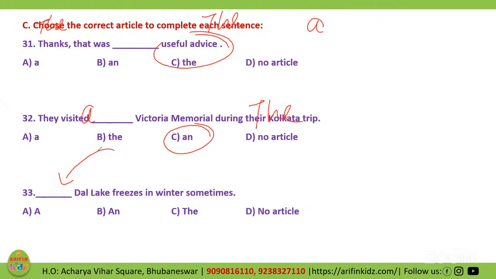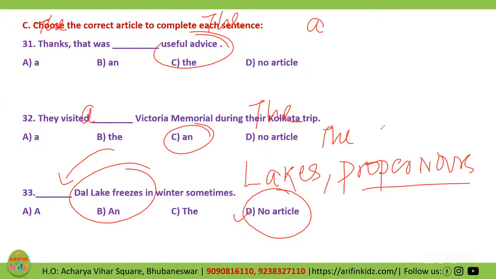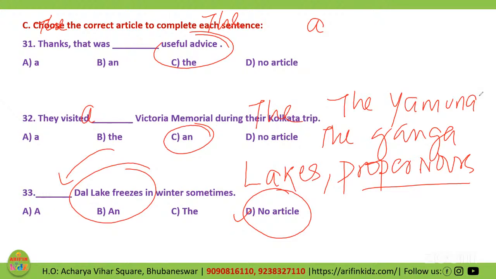The correct answer is no article. In front of lakes, right? Proper nouns, we do not use any article. So the lake itself is correct. So the answer is D. I got confused. The answer is correctly D. D is correct. But it is always the Ganga, the Yamuna. Right? It is always like such. But in front of lakes, we do not use any articles.